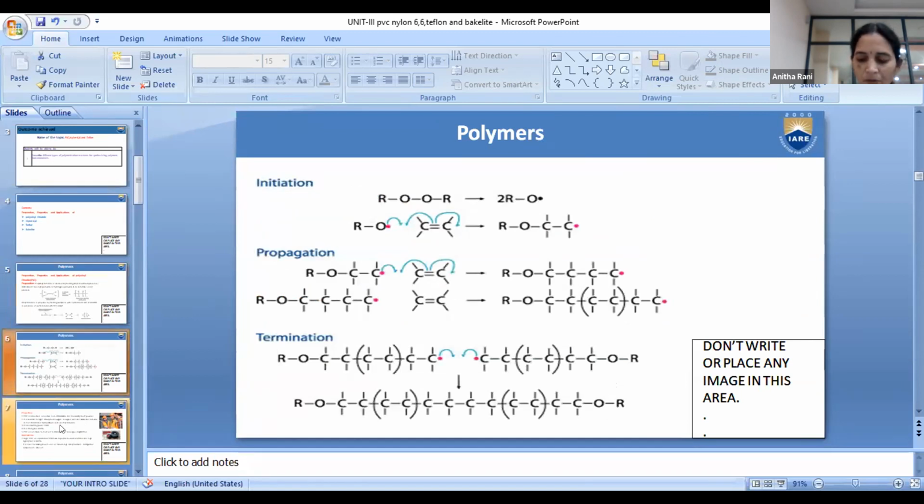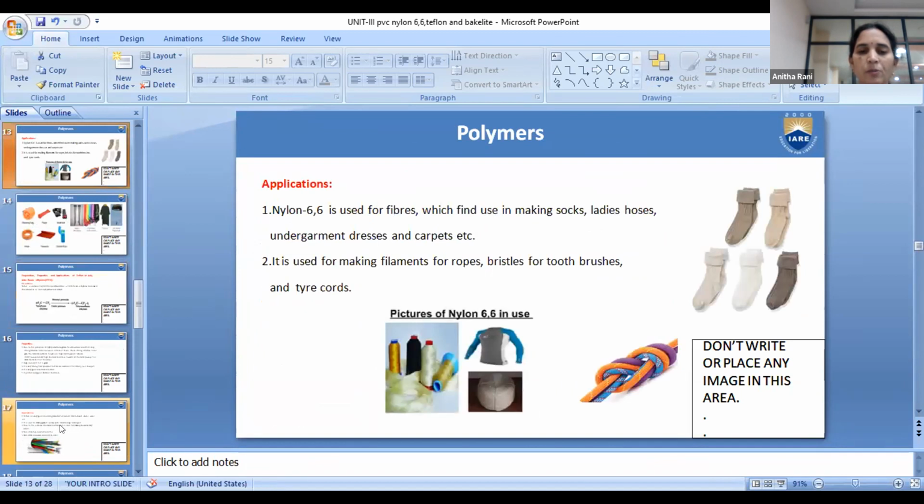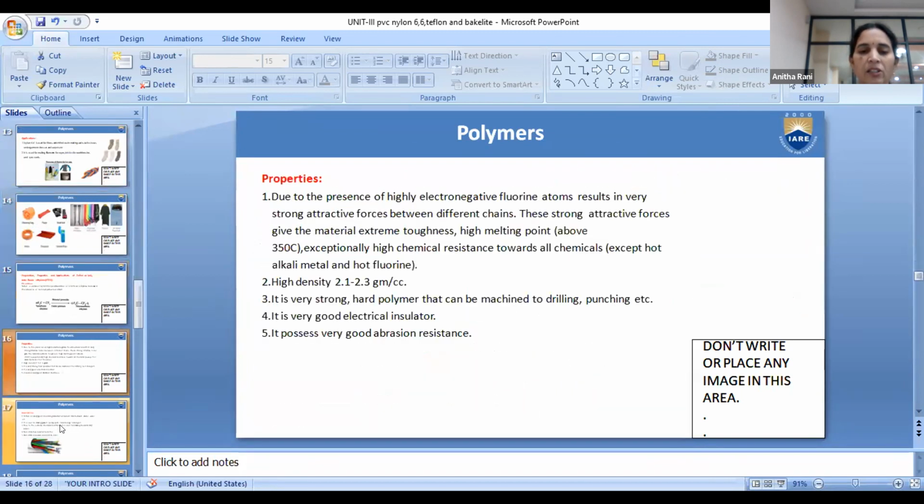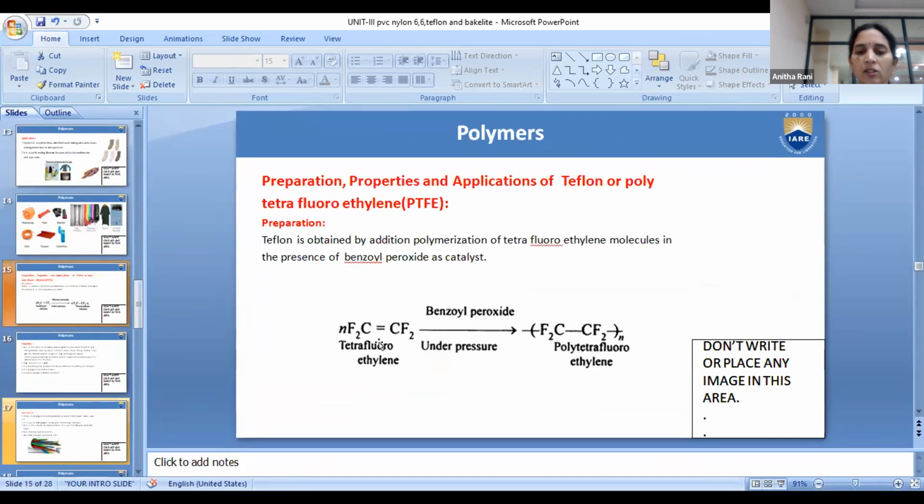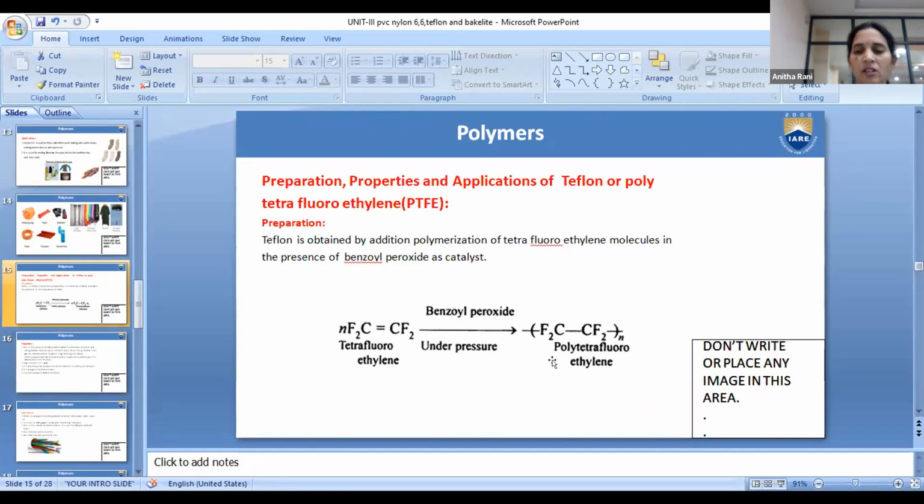Same way Teflon also. Teflon is also prepared by addition polymerization by taking n number of tetrafluoroethylene molecules, adding benzoyl peroxide catalyst, applying heat and pressure. So we prepared polytetrafluoroethylene. Now properties. Here you can see what is there in the polymer: fluorine atoms.